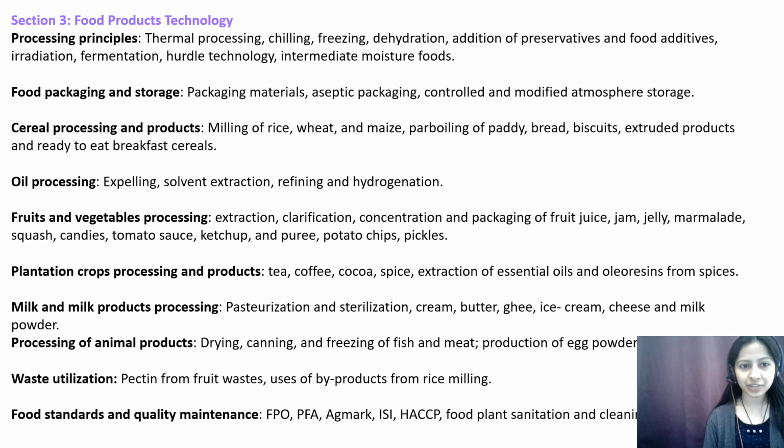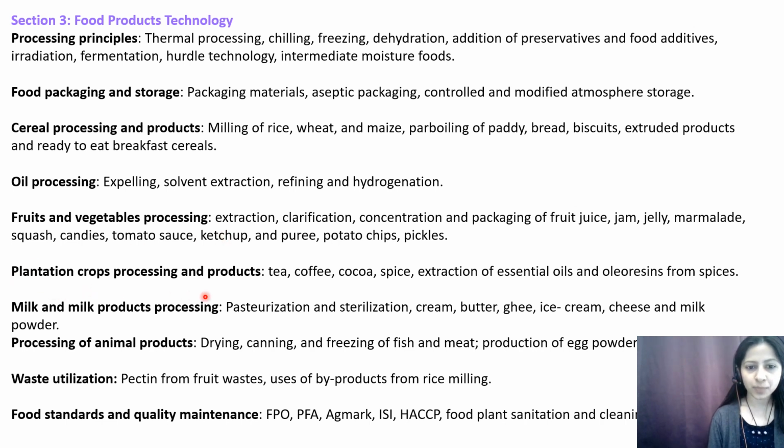Next, section number 3 consists of food products technology. The subtopics are processing principles. You have to cover thermal processing, chilling, freezing, dehydration, addition of preservatives, additives, irradiation, fermentation, hurdle technology, IMF foods. Next is food packaging and storage, cereal processing and products. Here milling and equipments is important. Oil processings like expelling, solvent extraction, refining, hydrogenation. Fruits and vegetables processings like extraction, clarification, concentrations of various fruit juices and jam, jellies, marmalades, candies.